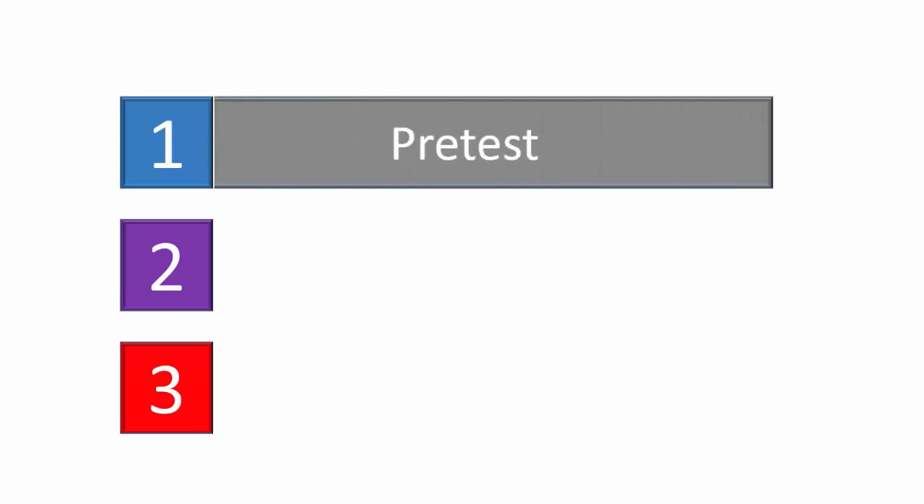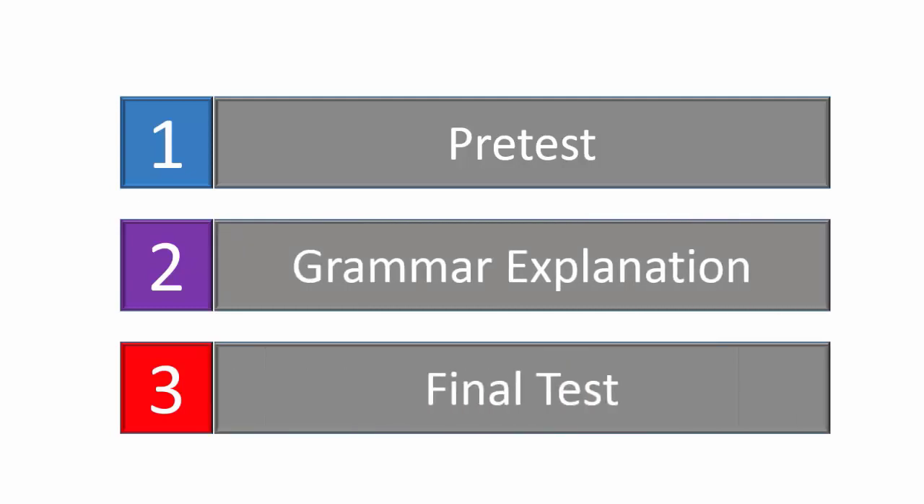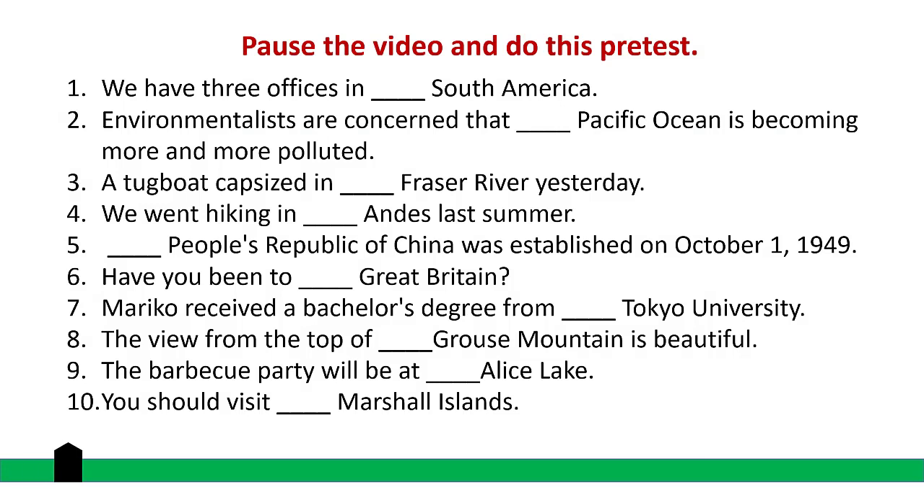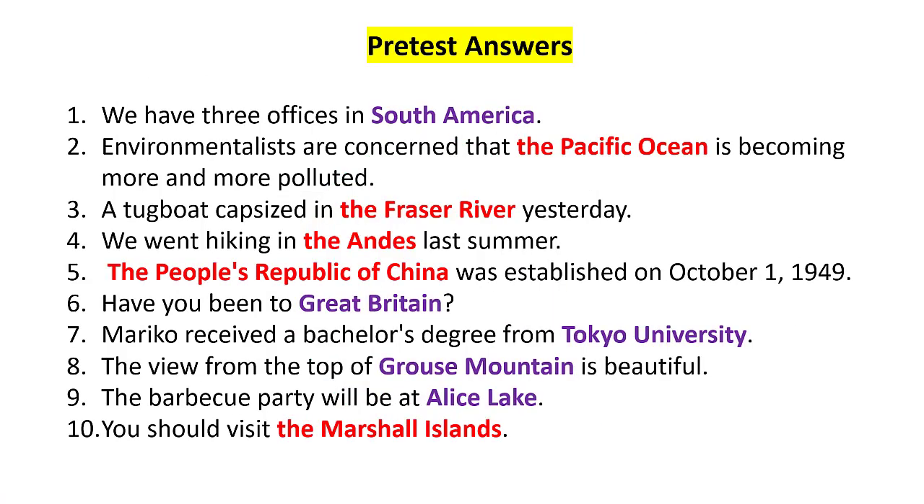So what we're going to do today is we're going to do three things. First, we're going to do a pretest to see if you have a sense of which nouns need "the." Second, we're going to do a grammar explanation. And then third, we're going to do a final test, which is a little bit more difficult. So let's start with the pretest. So pause the video and do this pretest. When you're ready, I'll show you the answers. Are you ready to see the answers? Okay, let's check the answers.